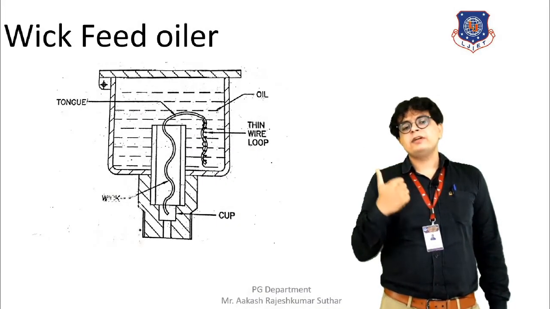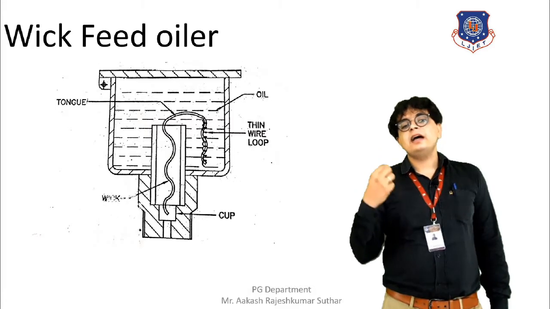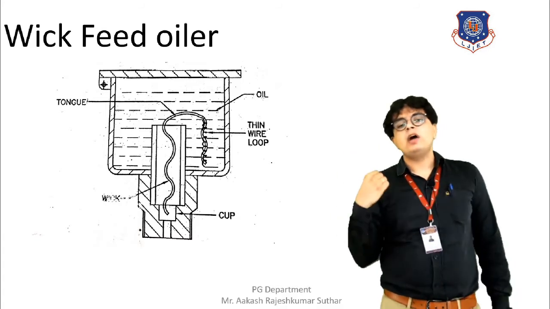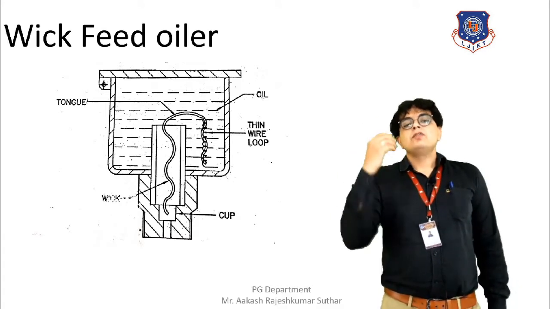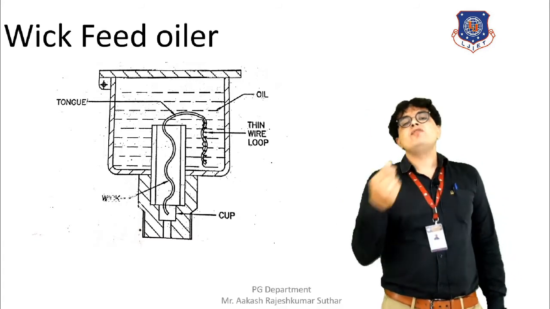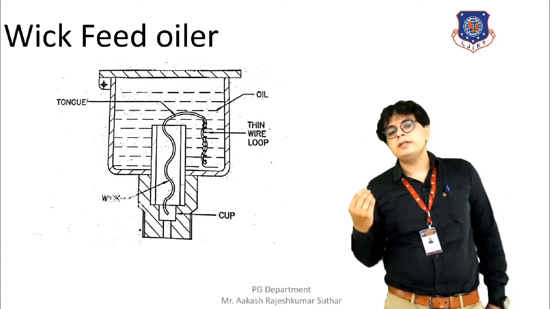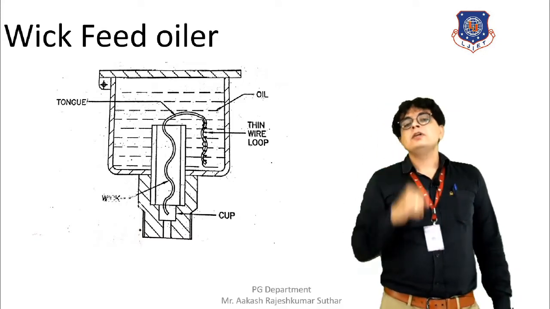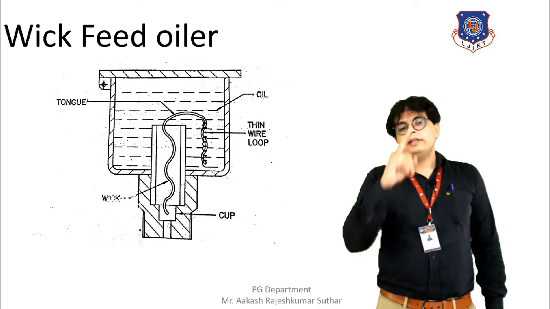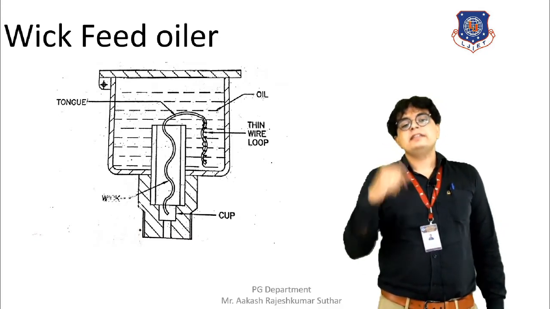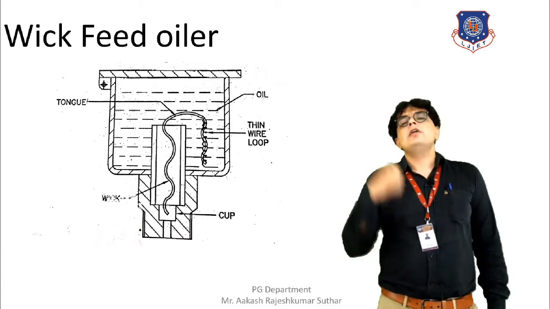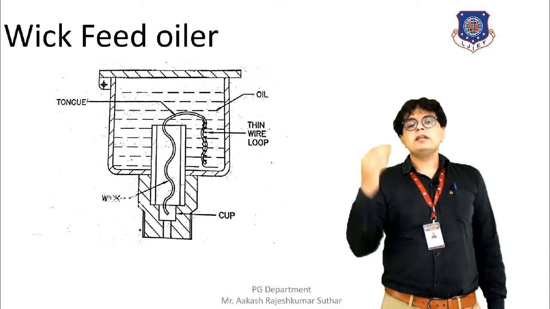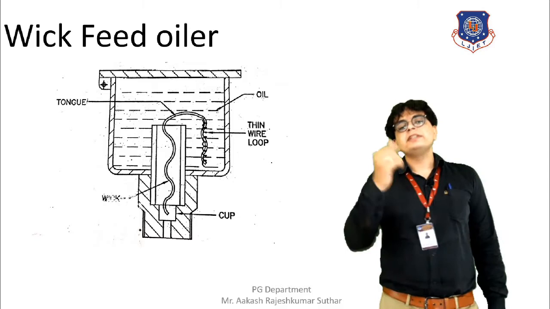So here is the diagram of the wick feed oiler, where we can see a thin wire loop coated wick that is immersed into the reservoir, and the lubricating oil will be absorbed in that wick, and under the capillary action it will move towards the other parts of the wick. And we all know that at the other end it is moving in the downward direction, so the gravitational force will also act, and as a result of the combined effect of the capillary action and the gravitational force, the wick will transfer the lubrication from the reservoir to the cup.